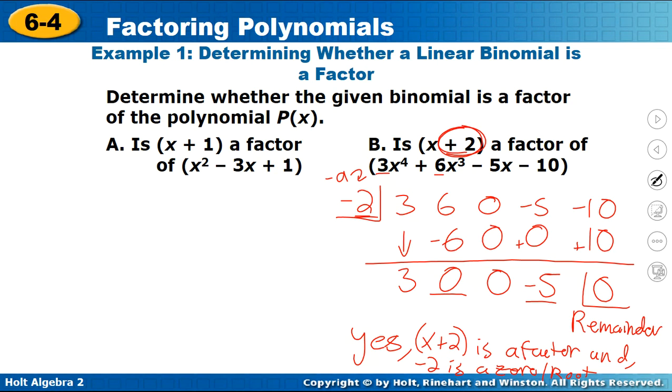That just means that this polynomial, if you were to graph it, since x plus 2 is a factor, and -2 is a 0, that means that that polynomial would cross the x-axis at -2. That's what I mean by 0 or root, is that -2 is an x-intercept for that polynomial.